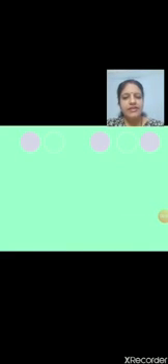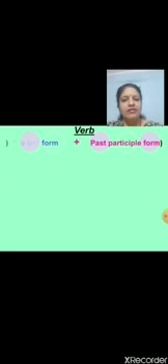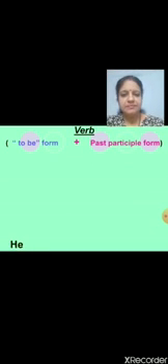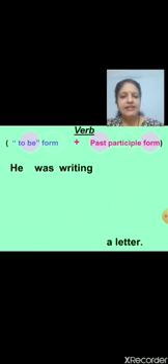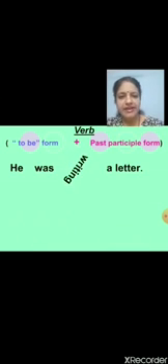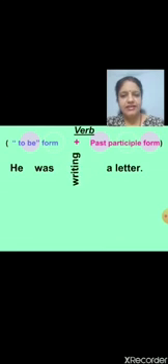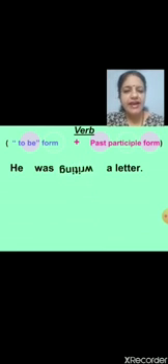Now we shall see another example wherein we have to change the verb. He was writing a letter. What is the main verb? Writing. Right. The main verb in this sentence is writing.